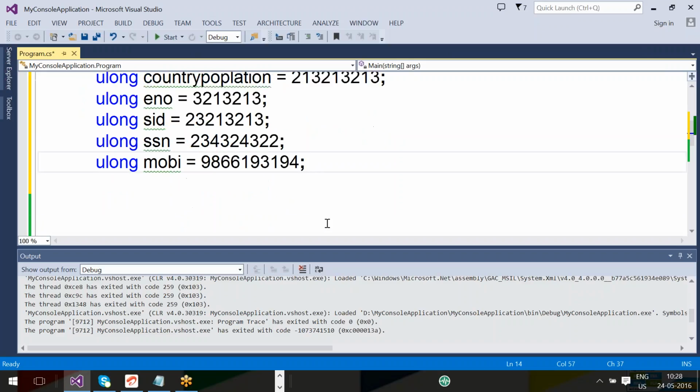Now mobile number. Whenever you are writing a program, if you want to declare a mobile number, you have to go with ulong. If you write a program like this with the appropriate data types, suppose you go to a company and they are conducting a machine test.